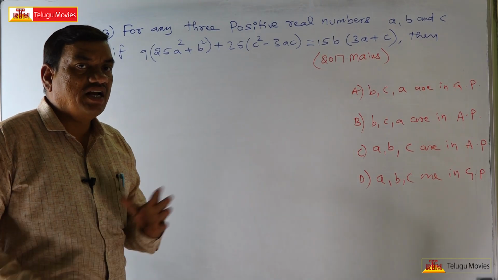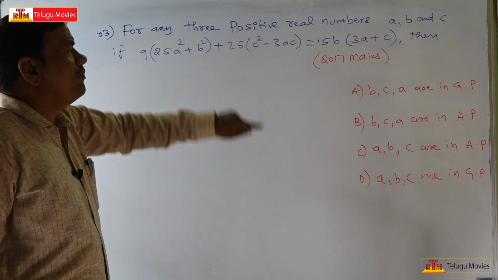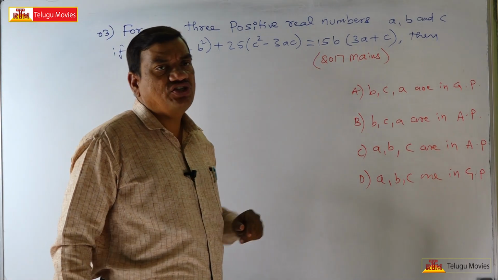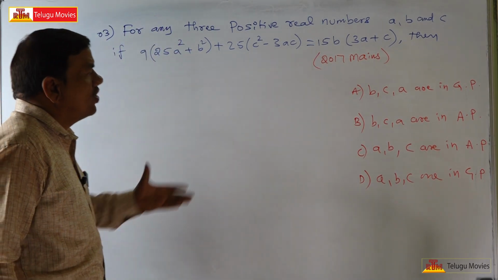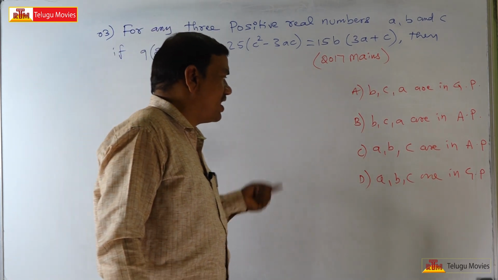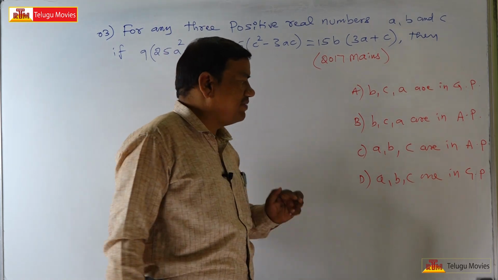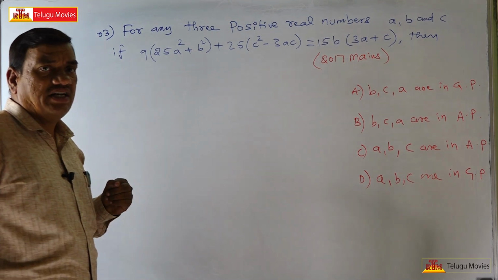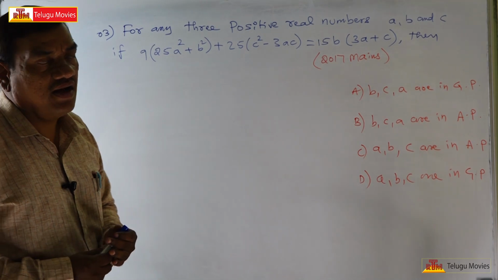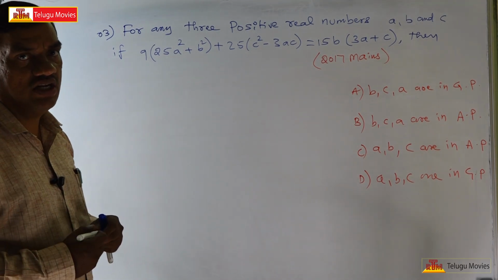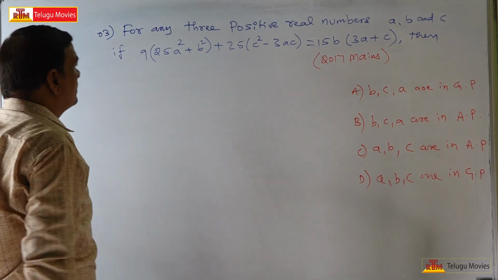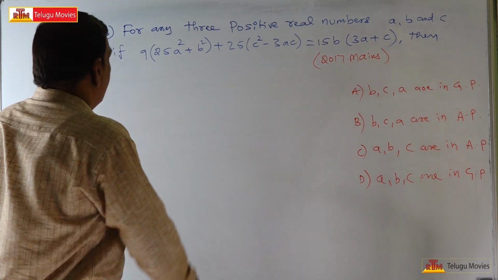Dear students, welcome to the third problem. For any three positive real numbers A, B and C, an equation is given in terms of A, B, C. Then see the options: whether B, C, A are in GP, or B, C, A are in AP, or A, B, C are in AP, or A, B, C are in GP. Like that different combinations are given. But first try to simplify the given equation. After that we will see whether they are in AP or GP. So first you multiply with 9, here there are 25 and 15.